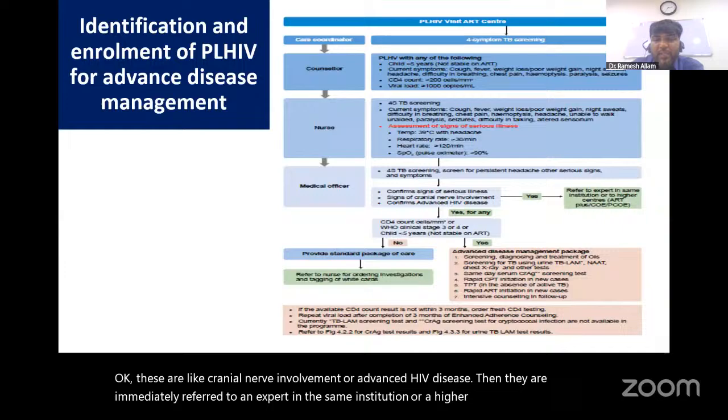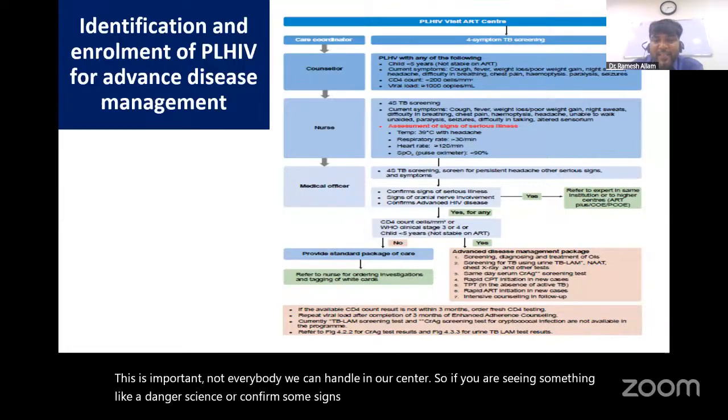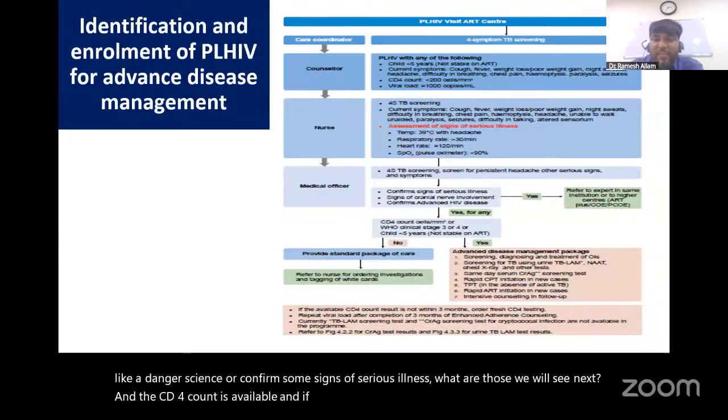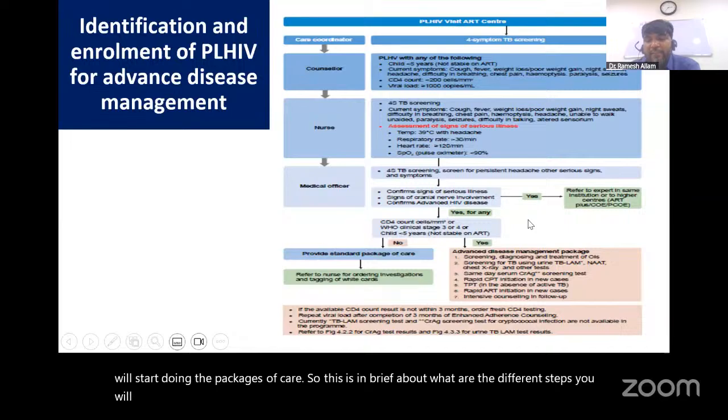This is important. Not everybody we can handle in our centers. So if you are seeing danger signs or confirm some signs of serious illness, what those are we will see next. And if the CD4 count is available, and it is suggestive of advanced HIV disease, then you will start doing the packages of care. So this is in brief the different steps you will be following whenever a patient comes to our ART center.